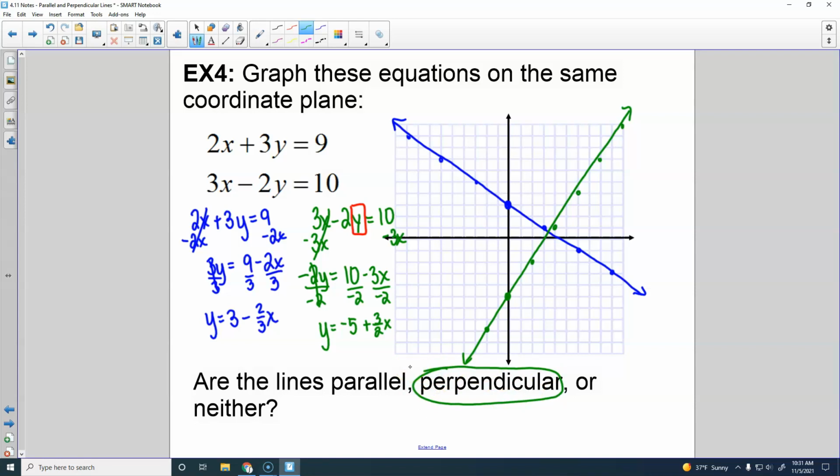Okay, so I want you to graph all of them, examples 1 through 8 for me. Okay? Yep, examples 1 through 8.